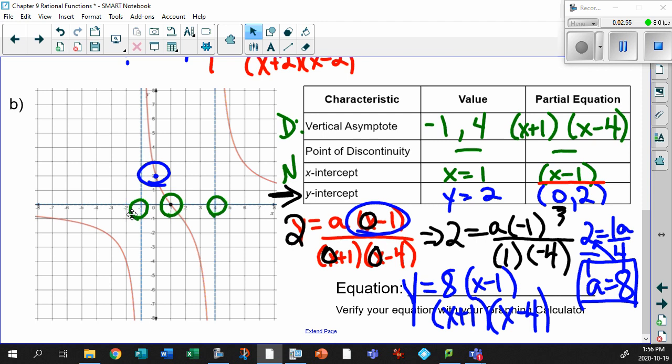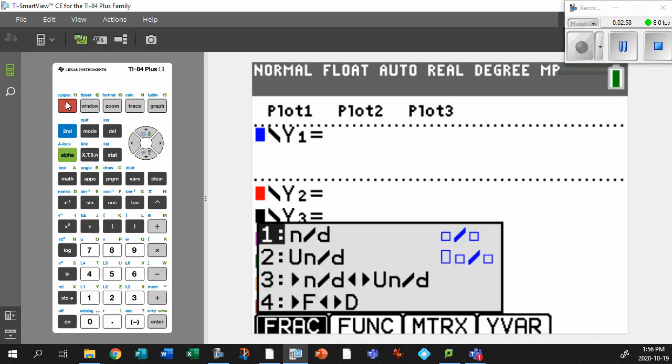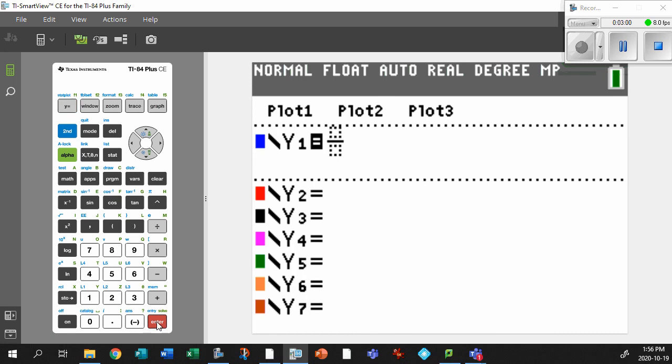All right, let's try. Okay, just like before, hit alpha 1, find the numerator over denominator. So you're going to set it up as a fraction. So there's the 8, bracket. There's your x minus 1. Okay, bracket. And on the bottom, you're going to have an x plus 1, bracket, bracket, and x minus 4. And hopefully we get exactly what we had on our graph.